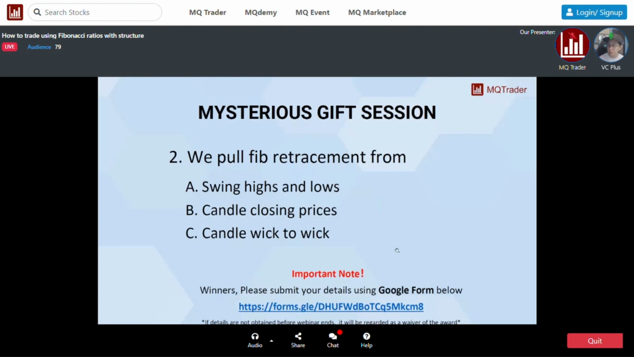Good. So the right answer, I think all of you are getting it, it's just a matter of who is fast. The answer is A, basically from swing highs and lows. So of course, if it's going up, you're gonna pull from low to high. If it's coming down, then you pull from swing high to swing low. You follow the direction of the market structure.